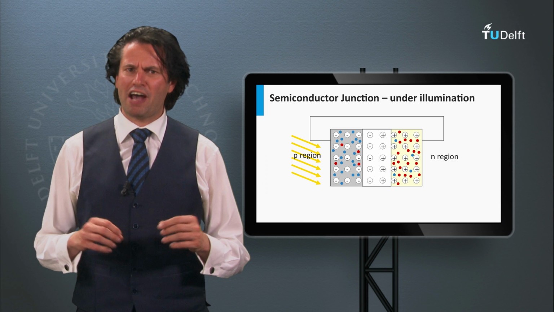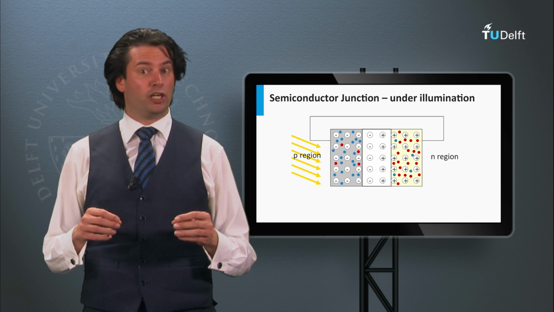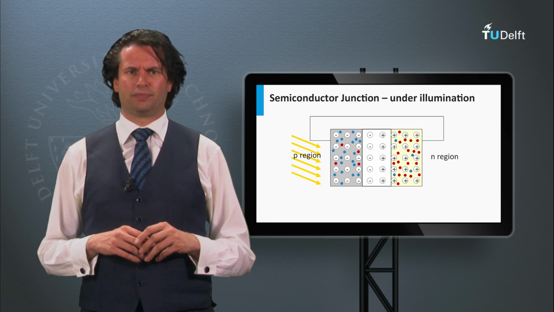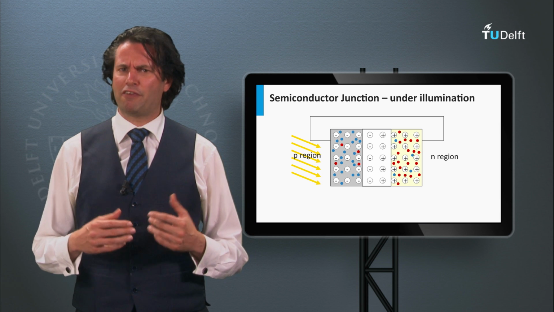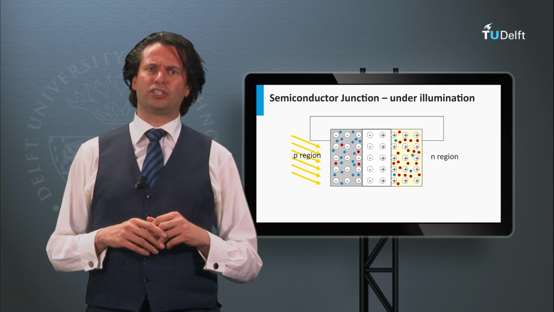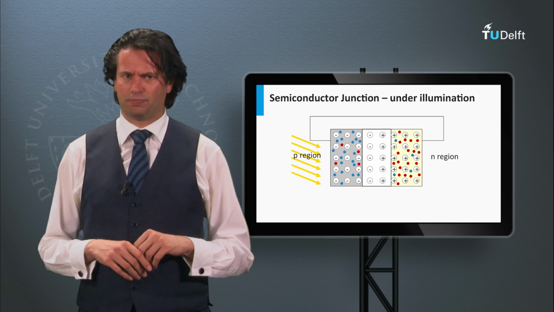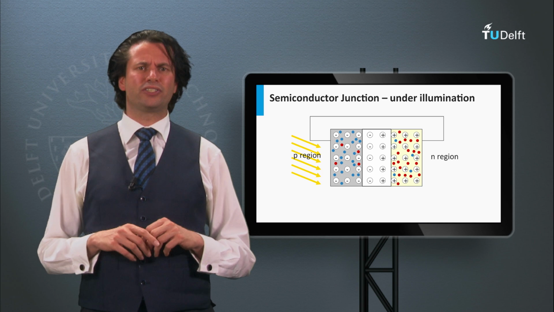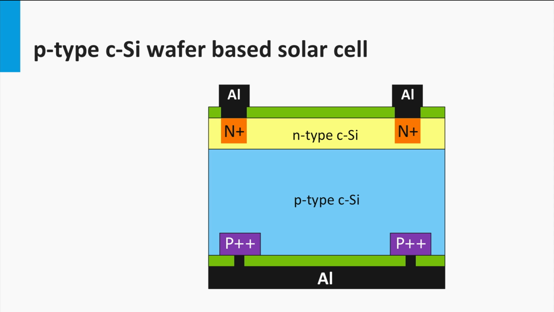In week 2, we have discussed how an illuminated PN junction can operate as a solar cell. In the illustration we have used in week 2, both the P and N doped regions have the same thickness. If you look at the crystalline silicon technology, this is not the case in real devices. Let's look at the most conventional crystalline silicon solar cell.